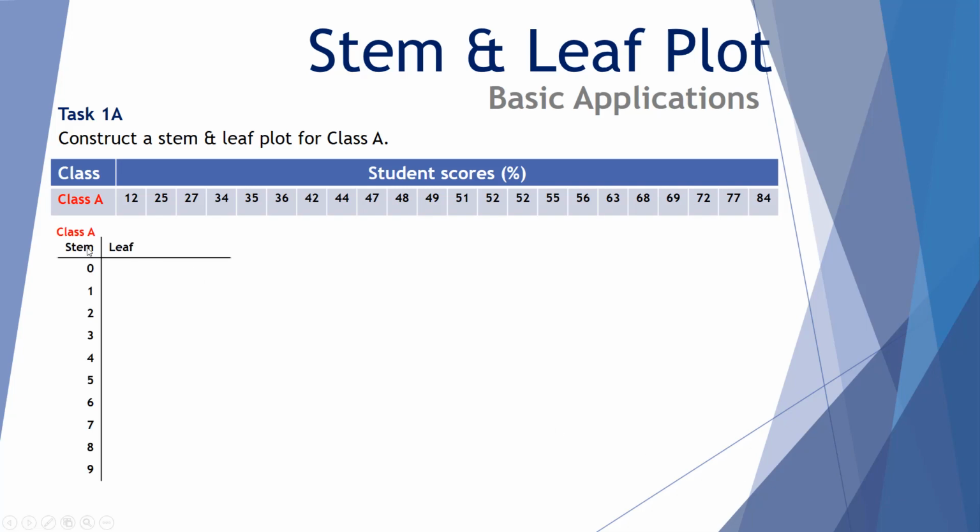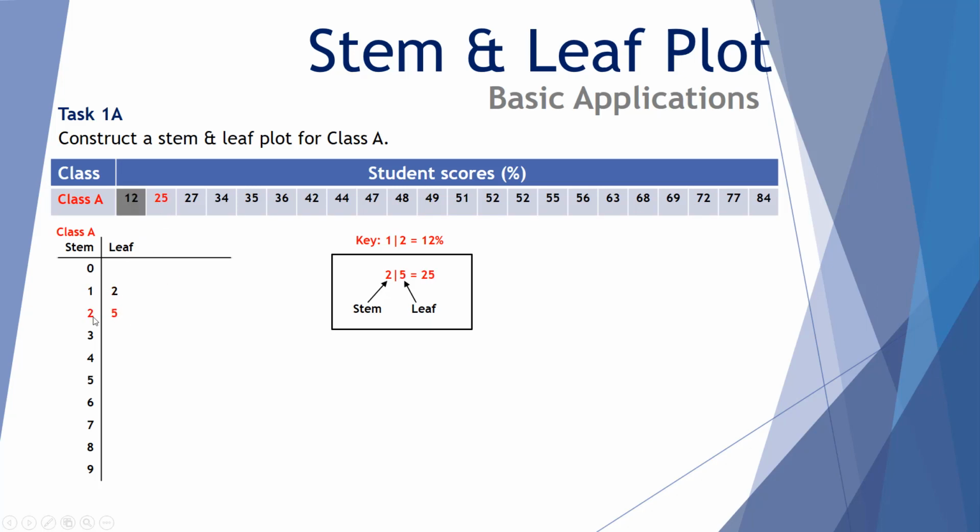So this is the physical structure of a stem and leaf plot. It's a table that has one column under the heading of stem and the second column under the heading of leaf. The number 12 is represented by a stem of 1, meaning 10, and a leaf of 2. So the 1 and 2 together represent the number 12. So I've got a key here, 1|2, stem|leaf equals 12%. So the number 12 is represented by a stem of 1 and a leaf of 2.